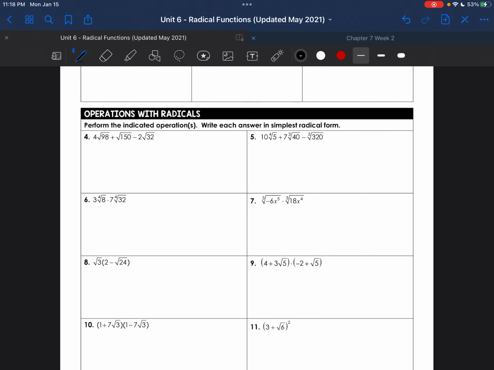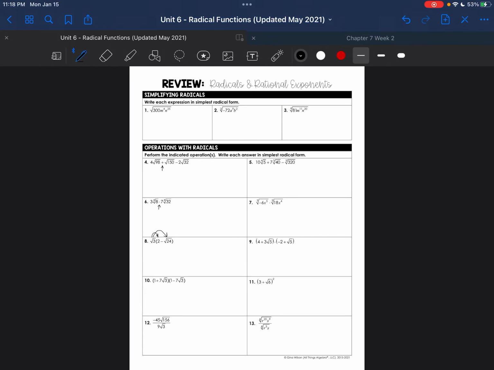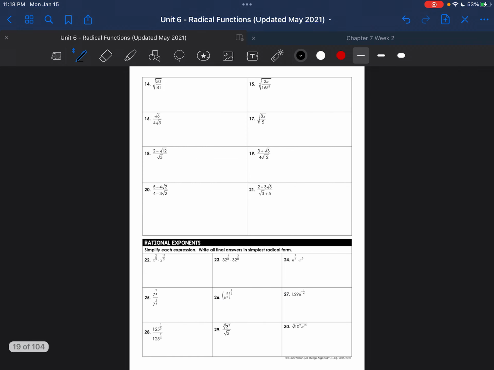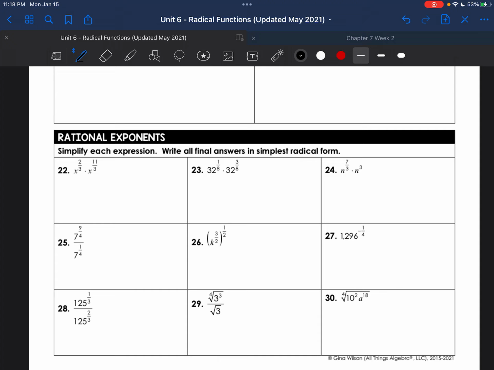So for operations with radicals here, addition, subtraction, pay attention if we are adding and subtracting. Pay attention if you are multiplying. On these, we're distributing, so we're using all of our PEMDAS rules. We've just added a radical to it.